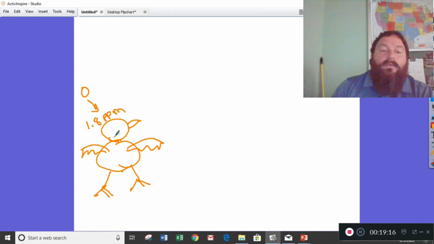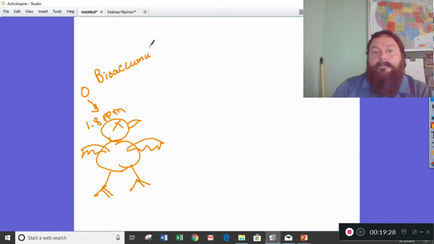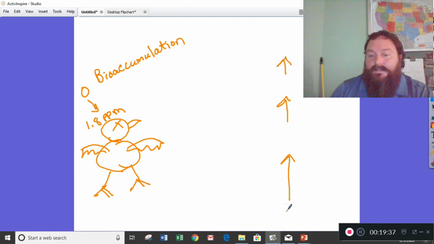That then can get to the point where it's toxic to the bird and the bird ends up dying from it. Right? The other thing that happens is we see not only bioaccumulation, where it accumulates in the individual tissues of an individual organism, but we also see biomagnification. And biomagnification is going through the steps of the food chain. So we apply it to the water, for instance.